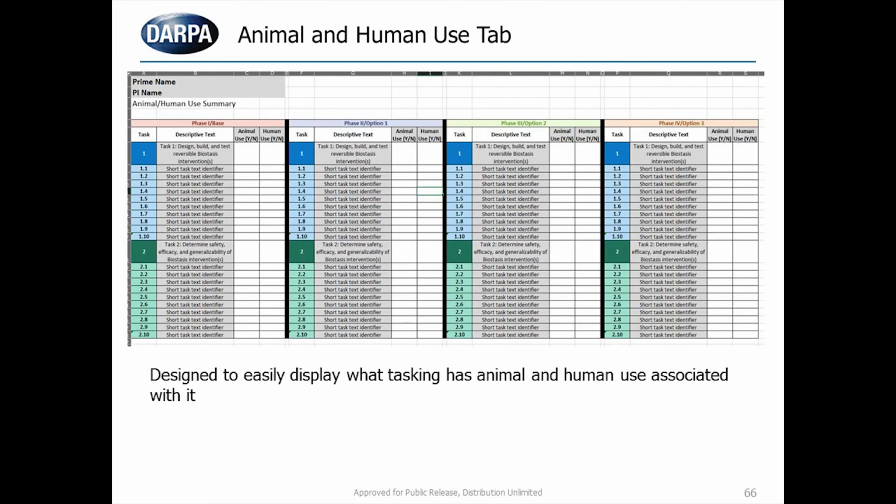Then the last tab is the animal and human use tab. I think we'd be majorly surprised if there's any human use on the biostasis program, but it's definitely possible to have animal use. As Carrie Lewis is going to talk about in a minute, when it comes to working with the Department of Defense and using DoD funds for any animal use, there are specific rules and regulations. As a result, we have to clearly understand any costs associated with that work. This just provides you with an opportunity to very cleanly and clearly say which tasks have animal use associated with them.